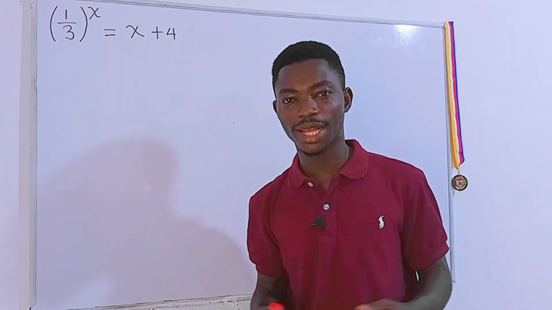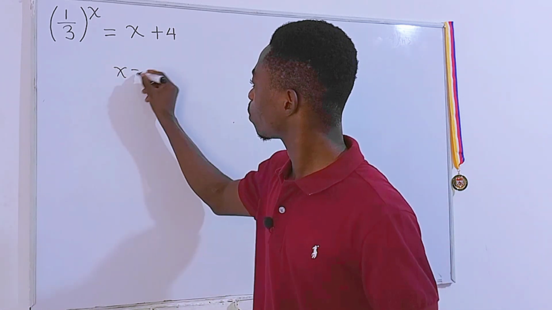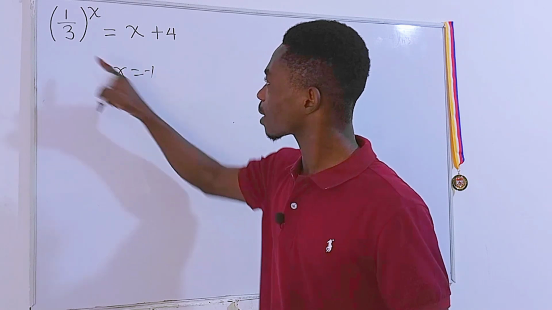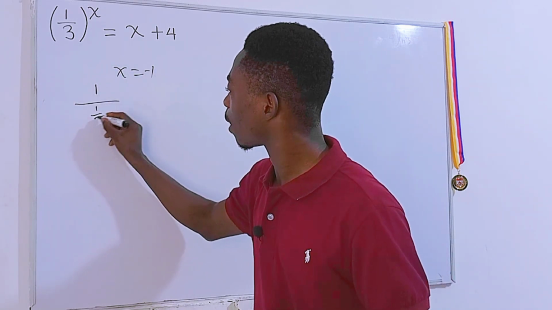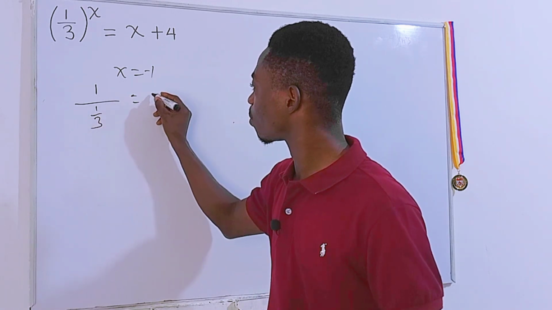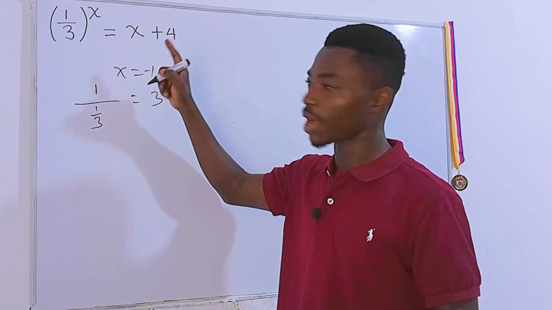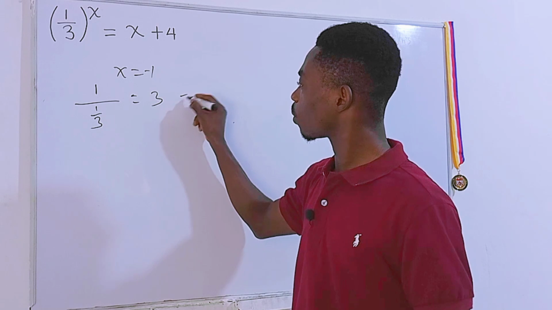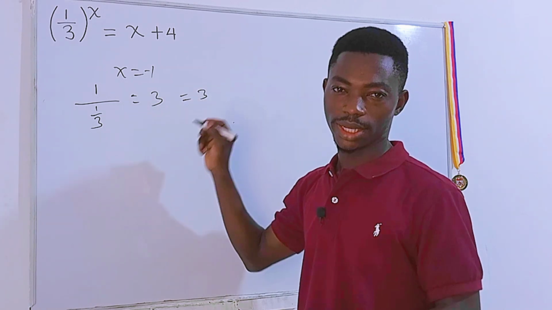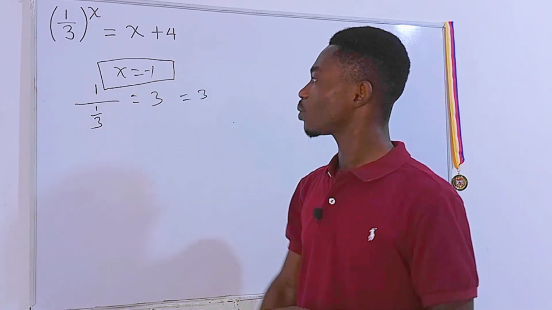So if you're interested in the guess and check method, if we guess that x is equal to -1, in fact, on the left hand side, we are going to have 1 divided by 1/3, which is equal to 3. And of course, on the right hand side, if x is -1, we're going to have -1 plus 4, which is also positive 3. So indeed, x is equal to -1 is the only real solution to the problem.